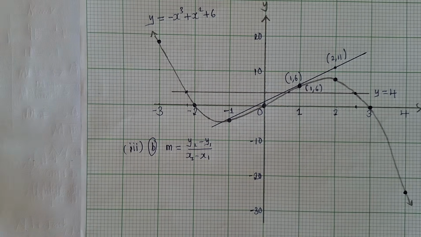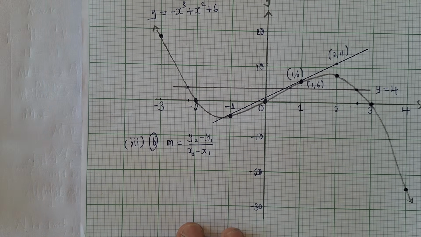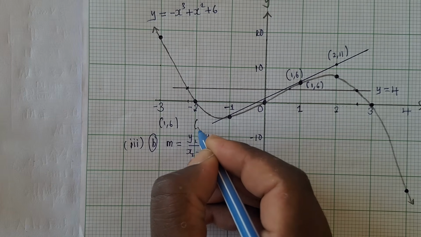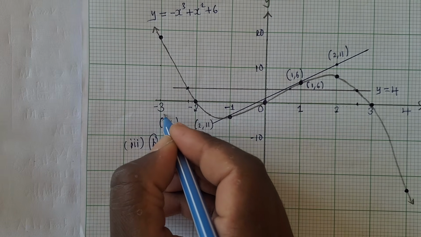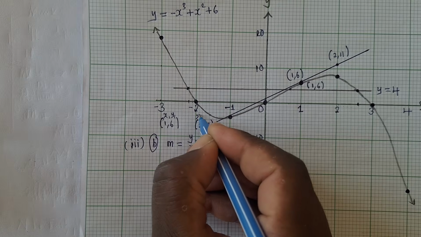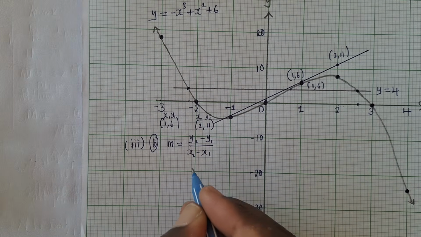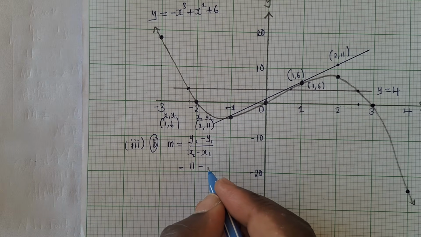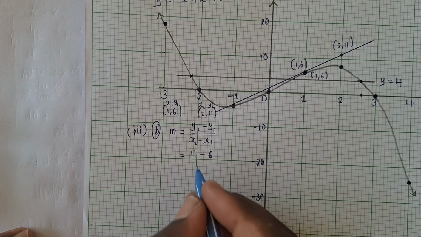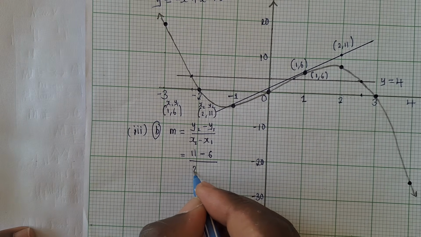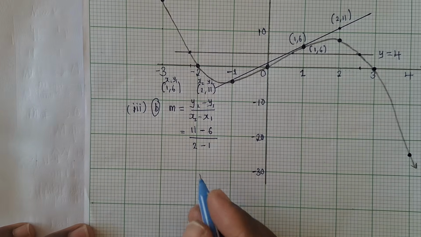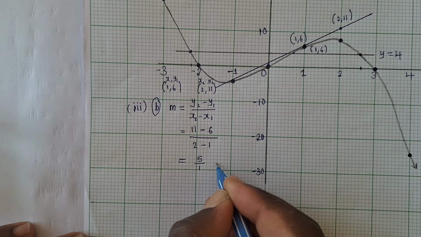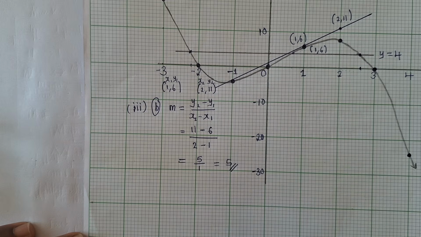Guys, are you following? I know you know this formula of finding gradient. So I've got 2 points: 1,6 and 2,11. So I can say this is my x1, y1, x2, y2. So what is my y2? That's 11 minus 6 over here, 2 minus 1. So when I work out, this is giving me 5 over 1. So my gradient is 5.